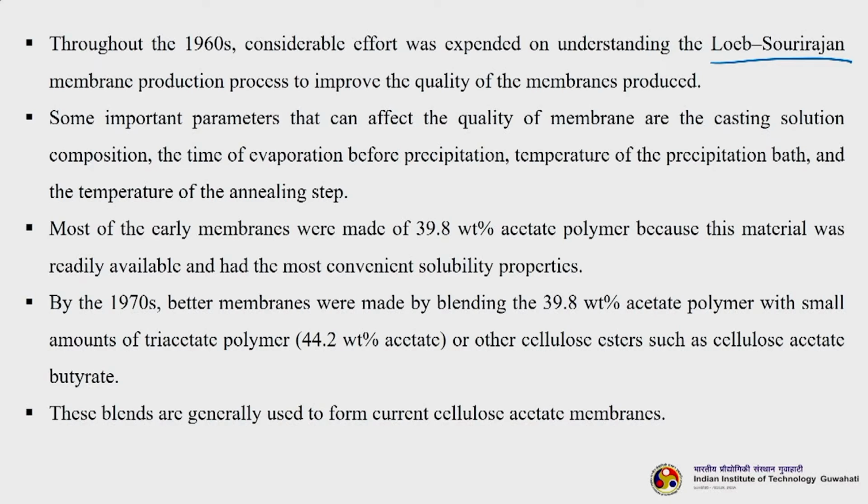Most of the early membranes were made of 39.8 weight percent acetate polymer, because this material was readily available and has the most convenient solubility properties. By the 1970s, better membranes were made by blending 39.8 weight percent acetate polymer with a small amount of triacetate polymer, and other cellulose esters such as cellulose acetate butyrate. Now, these blends are generally used to form current cellulose acetate membranes.